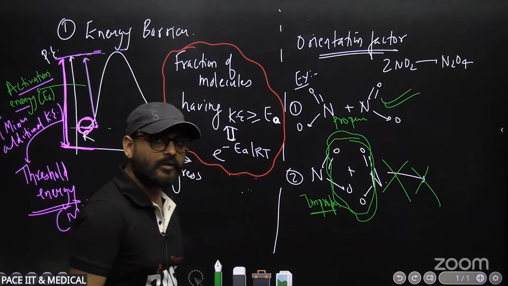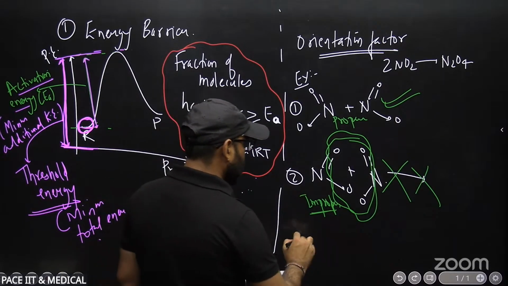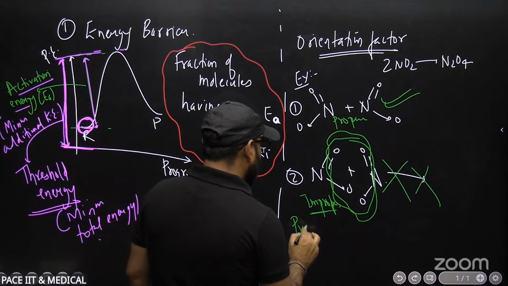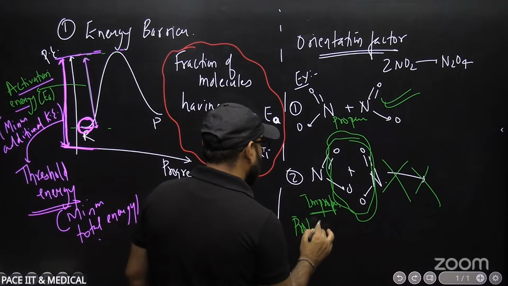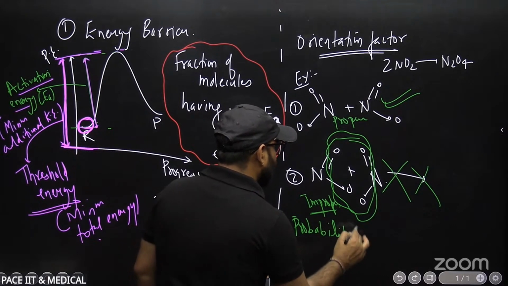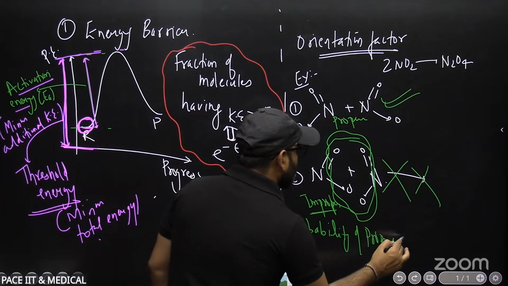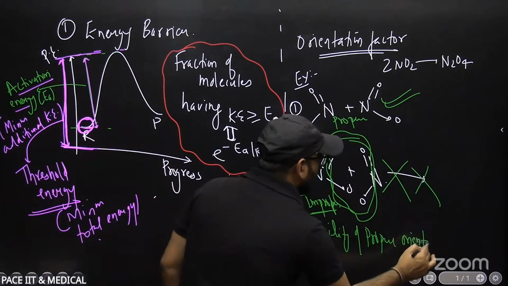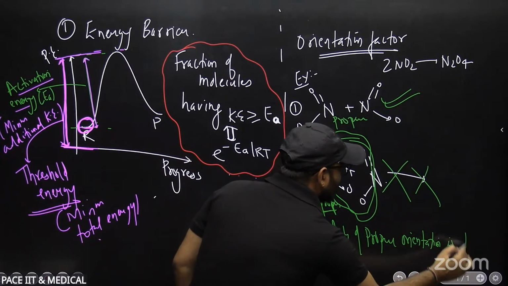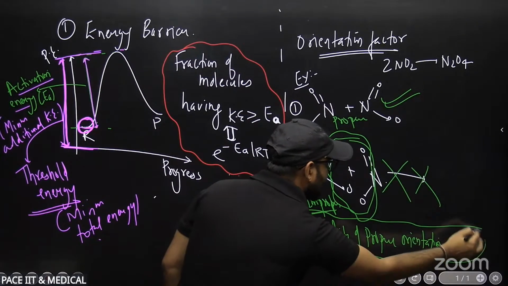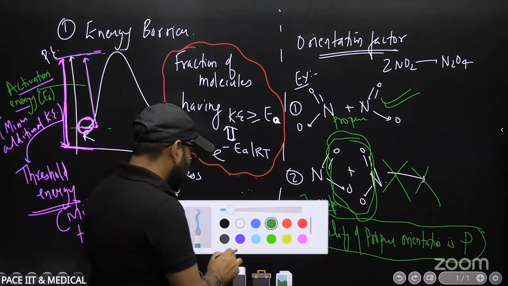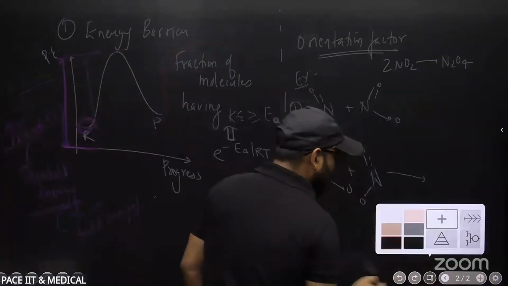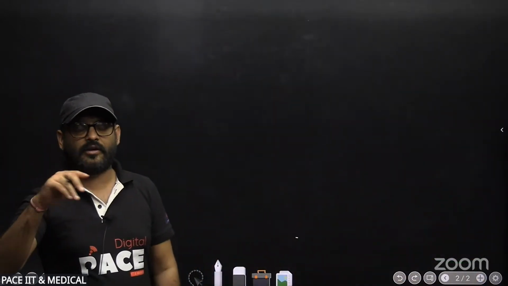Okay. Then the probability of proper orientation is, let's say, P. Probability of proper orientation is P. Now think again. We have considered two factors, the energy factor and the orientation factor. I'm giving you just a simple example.